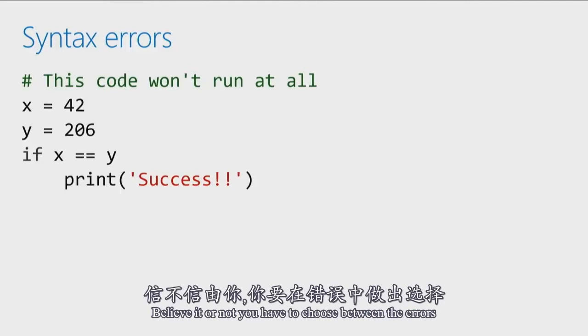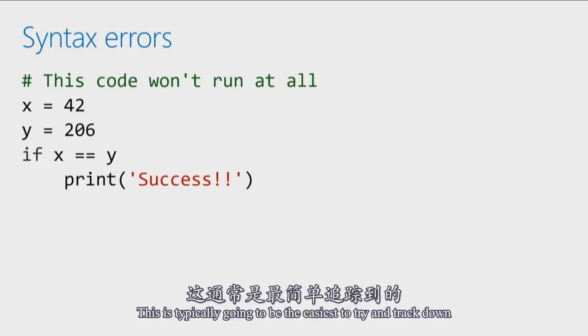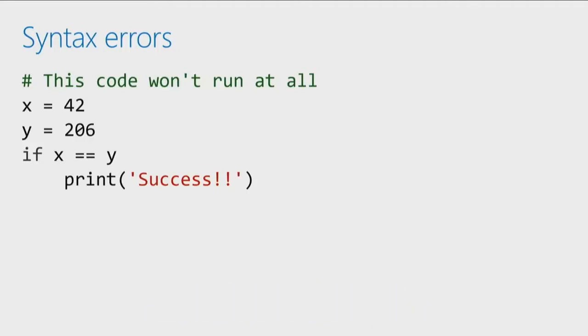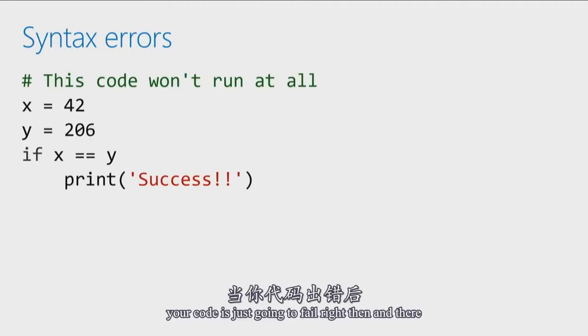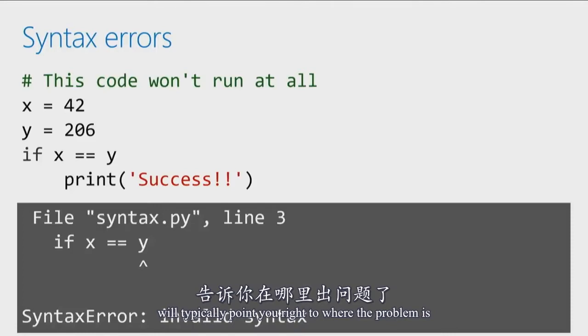Believe it or not, if you have to choose between the errors, this is the type of error that you want. This is typically going to be the easiest to track down because, again, your code is just going to fail right then and there, and the error message that you get will typically point you right to where the problem is.